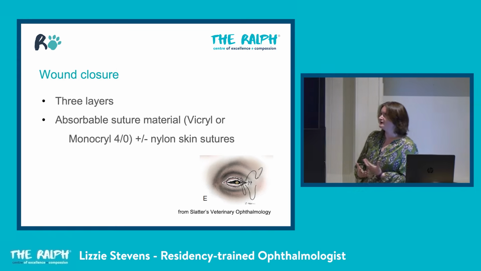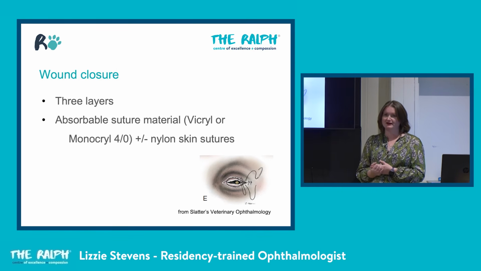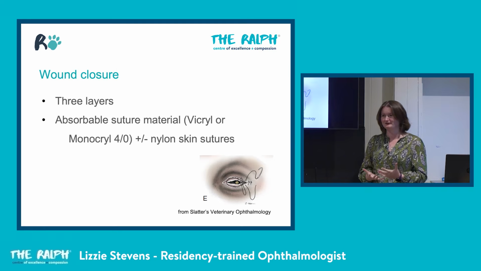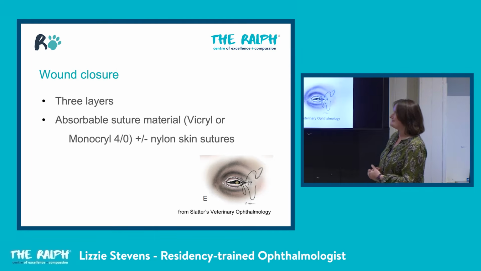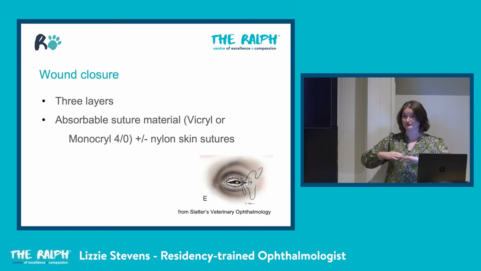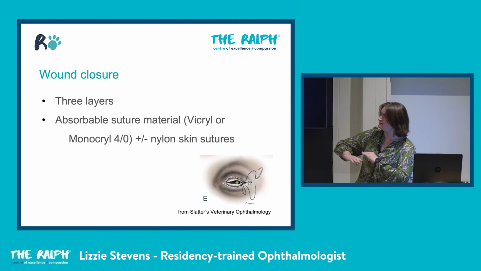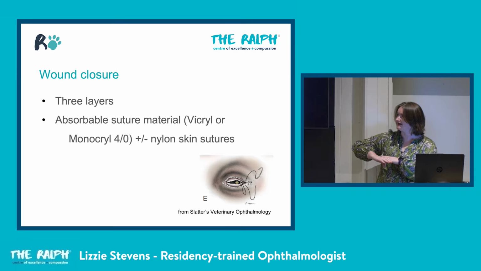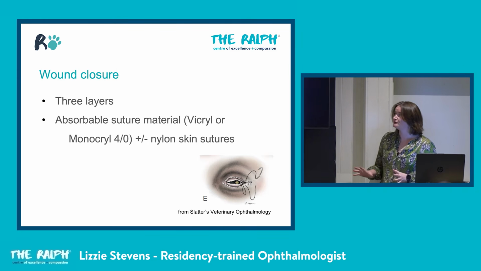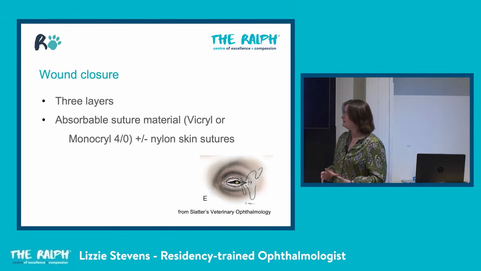Wound closure, I'm not going to say much about this because, to be perfectly honest with you, you could ask 20 ophthalmologists and they'll all tell you different suture material as to what they use. My preference is to close these in 3 layers. My first is a continuous layer close to the orbital rim to close whatever deep tissue I have. I would then do a subcutaneous and an intradermal. I use all absorbable suture, Vicryl or Monocryl 4.0.